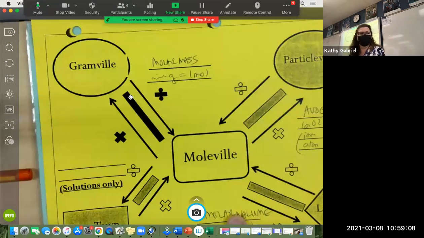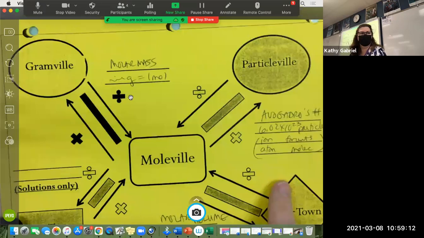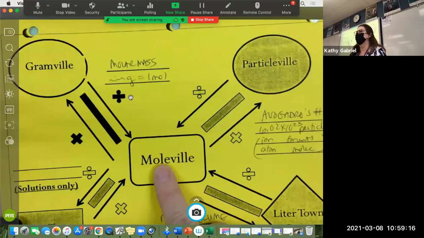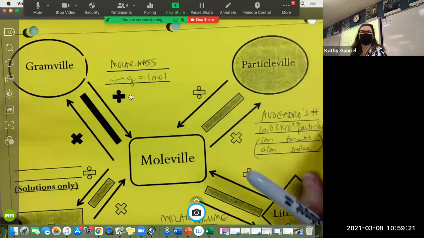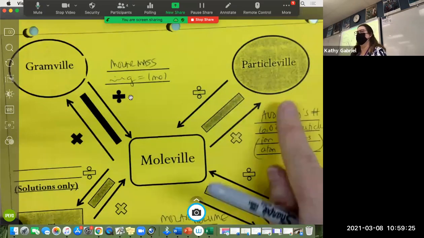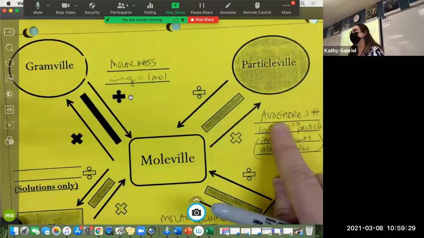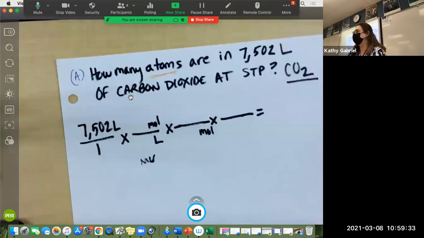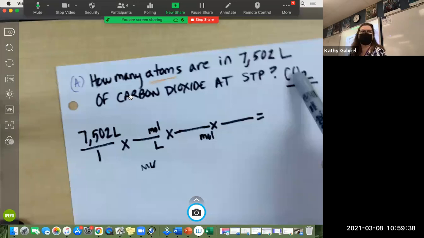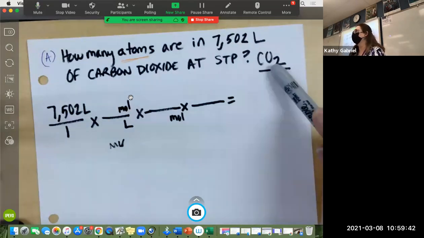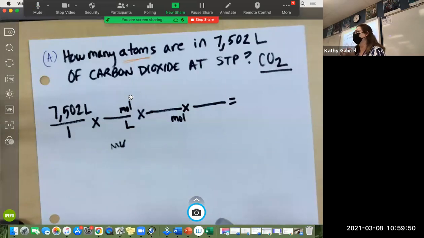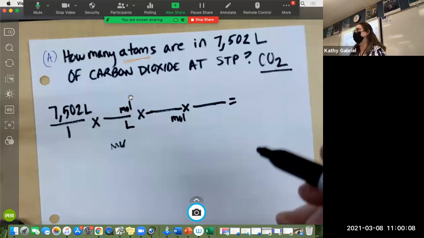So we use molar volume to go from Liter Town to Moleville, right? We want to get to Particleville. What do we have to use? What's it called? Do you see it? We should have this written down: Avogadro's number. And when we get there, I need to know what the unit's going to be for carbon dioxide. Is it going to be atoms? Is it a formula unit? That's not ionic. Is it an ion? And it's definitely not atoms. What's the only thing left? Should be written on your map. Molecules, right? Because isn't CO2 a molecule? Because it's covalent.